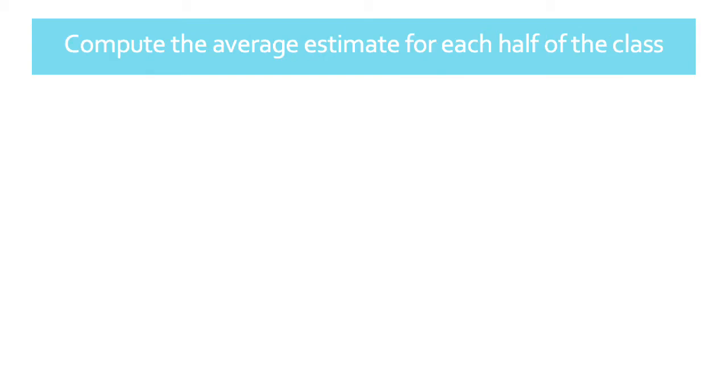Now the final task is to work out the average estimate for each half of the class. The half of the class that had the numbers that began with 8, and compare it with the half of the class that had the numbers that began with 1. And what did you find?